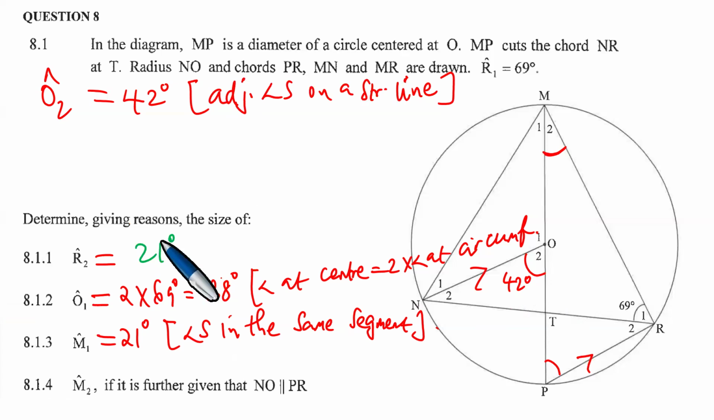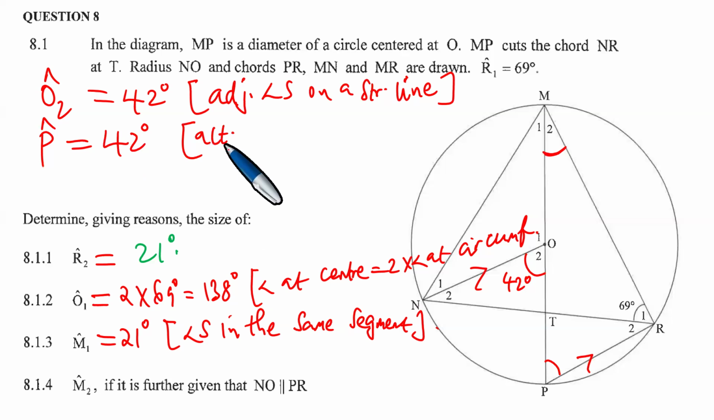Then what is angle P? What is the size of the angle P? This one. Same size, sir. I agree with you, but why? Alternate angles. Yes, they're alternate angles.